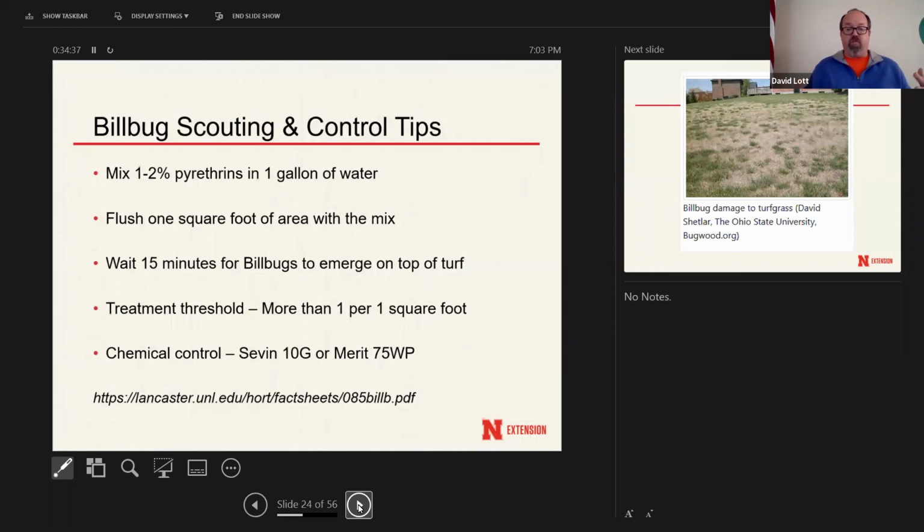And the pyrethrins really annoy the billbugs, and the billbugs come up to the surface. And then you can kind of count. You need to wait about 15 minutes for any billbugs to emerge up to the soil surface. And then for chemical control, we need to use something like Merit, once again, or Sevin. So Merit 75 WP, that's called a wettable powder. So you would put the powder and mix it in with the water, or your Sevin granules. So either way will work, and we'll smoke them.